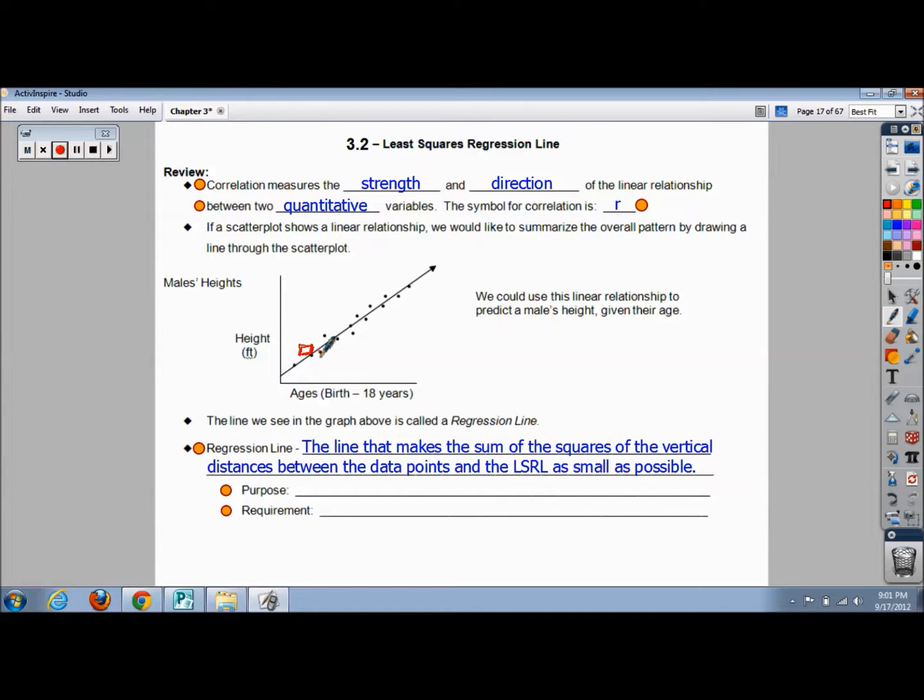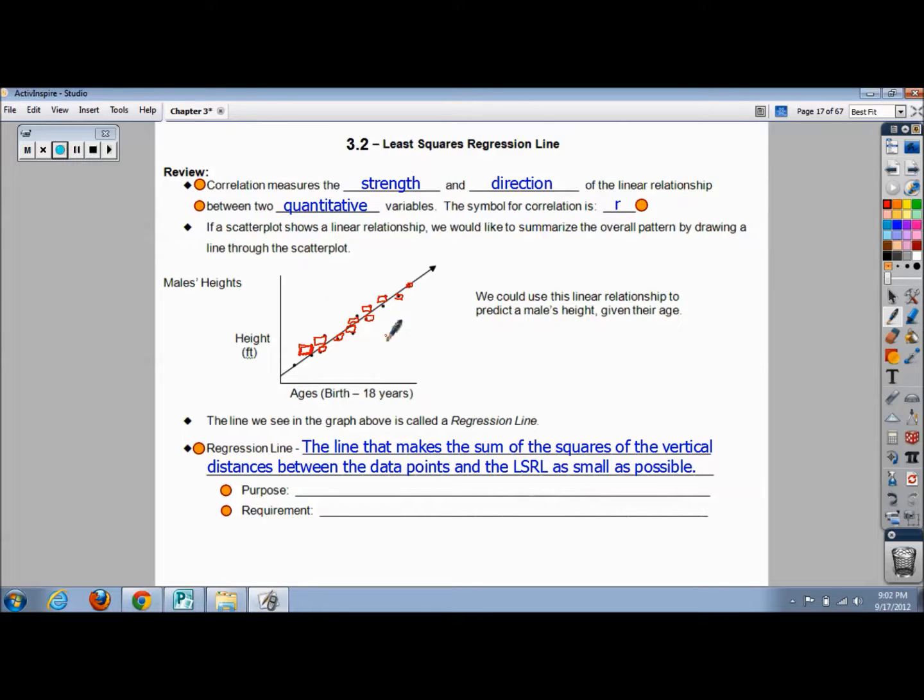and made a square out of it and did all that with all of these points, if you were to take all of these squares' areas and add them up, this would be the smallest possible sum that you could get. If you move the line in any way, the sum of all these areas of all these squares would increase. And then you wouldn't have the least squares. You would have the not least squares regression line.